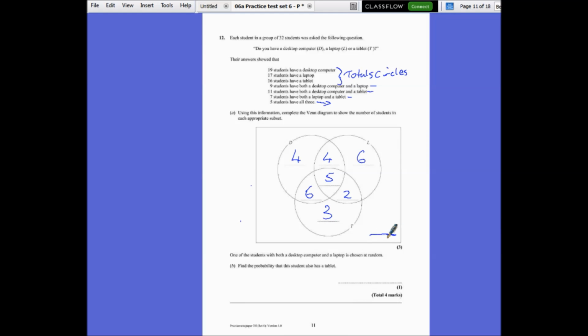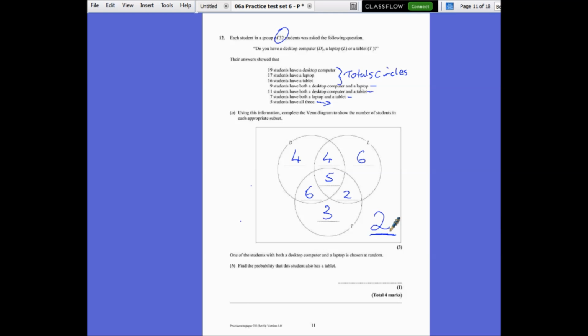Now, there's a line here showing us that there must be some students that don't have any whatsoever. So if we add these numbers up, 4 add 4, add 6 add 5, add 6 add 2, add 3, that adds up to 30, and there were 32 students asked in the question. So that means there must be 2 students out here that don't have any of those.